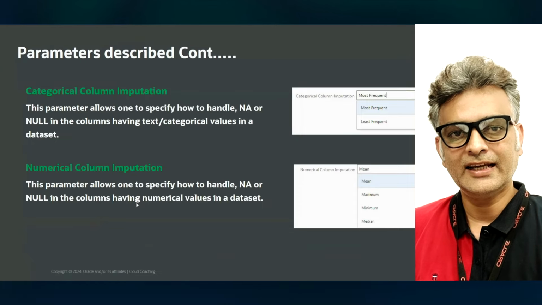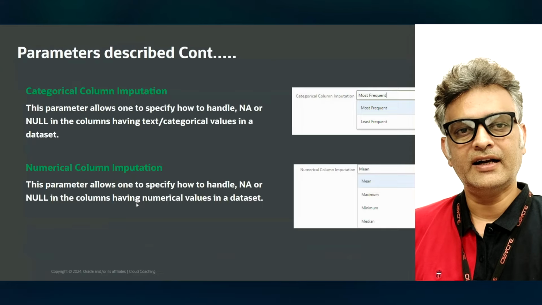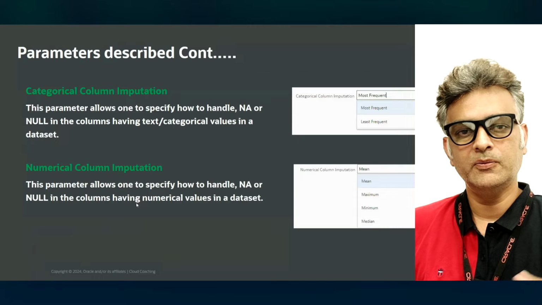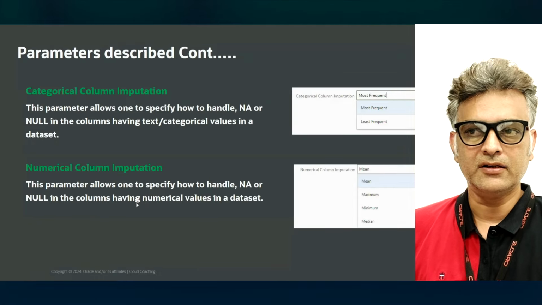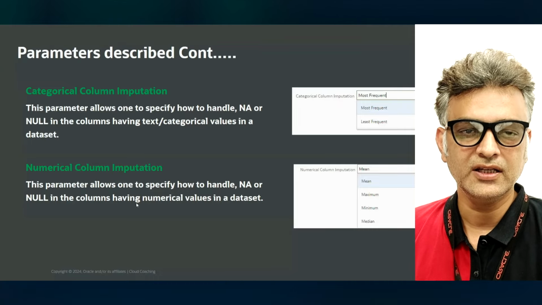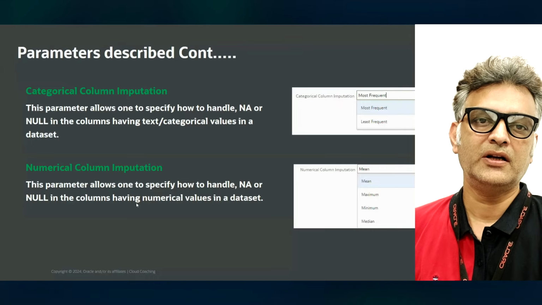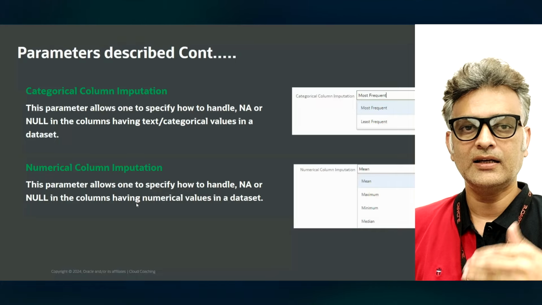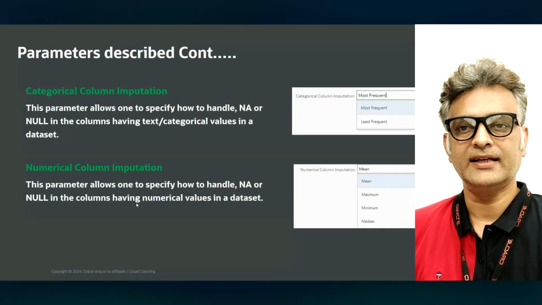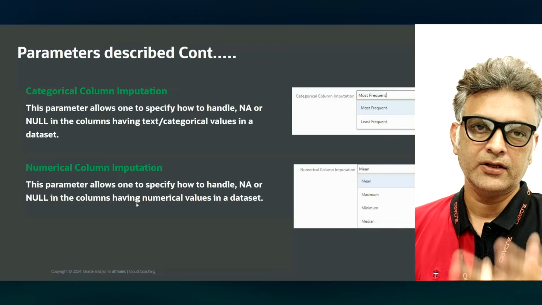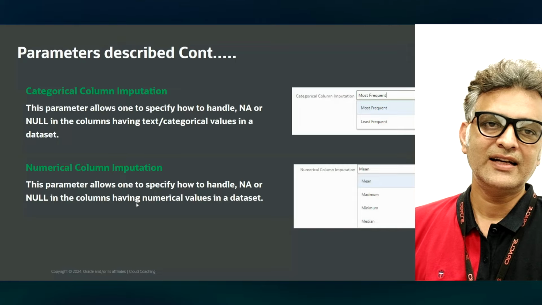Many times you have a lot of attributes, but for most of the attributes in many rows you will not get data. So there would typically be nulls or something similar. For any text or string related columns, you use this particular parameter to say: if I encounter a scenario where there are nulls or NAs in a text column, how should I replace that null value? There are two options available: most frequent and least frequent.